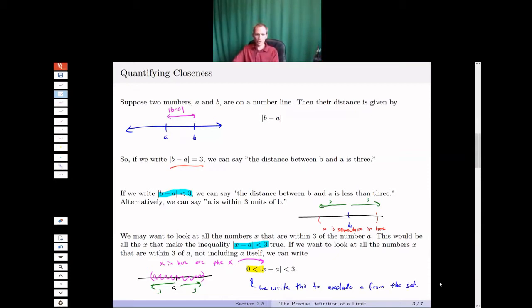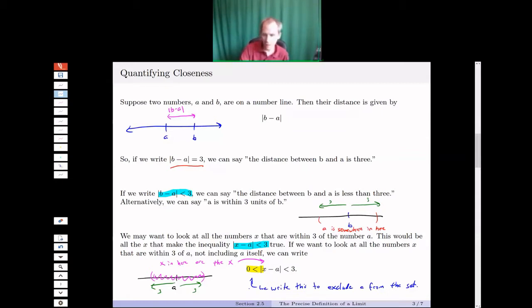Okay. So this is giving us some formal language to talk about distance and closeness. I can talk about what all the numbers are that are close to, or in this case within a distance of 3 from A, except A itself. And this is the idea that we want to get at for a limit, because we want to look at what happens as I get really close to a number, right? If I'm looking at the limit as x approaches A, I want to look at numbers as I get really, really close to A, and this gives me a process for doing that. And of course, we know with a limit, we want to exclude what happens exactly at that x value. That's why we're going to see this involved.